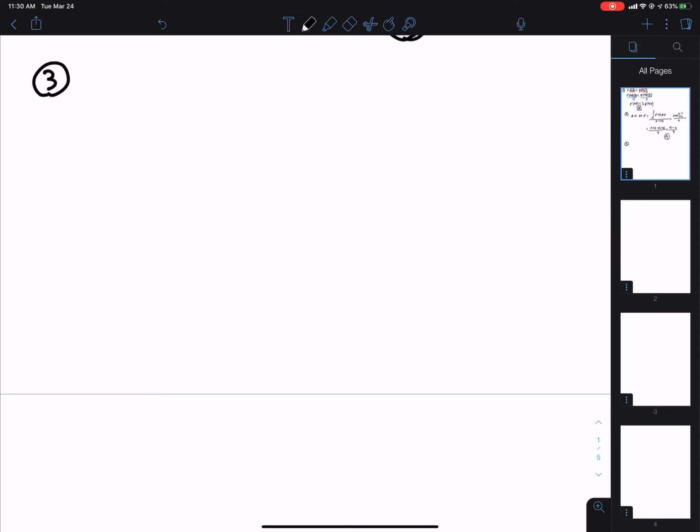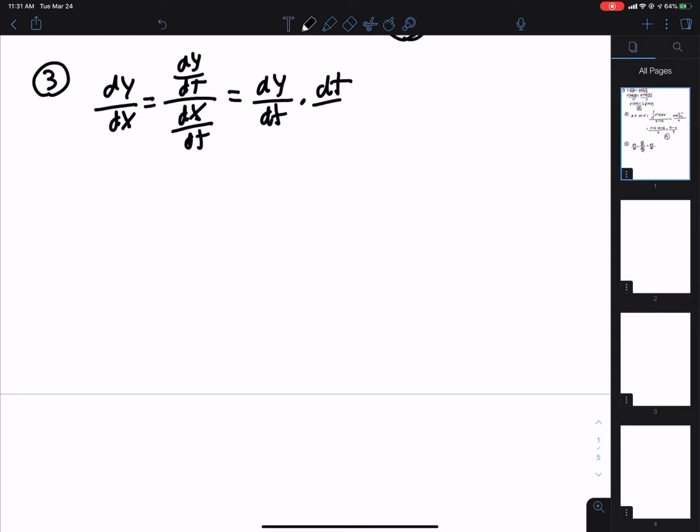Number 3. So you have parametric equations, and they want to know when the slope of the tangent line will be 4. So we know when you have parametric equations, you want dy dx. That is going to be dy dt over dx dt. That's chain rule. If you want to see it written differently, it's dy dt multiplied by the reciprocal of dx dt, dt dx. So you kind of see why that works out.